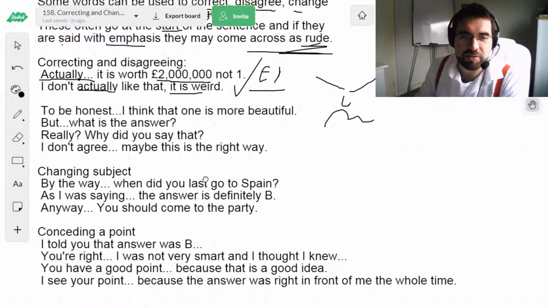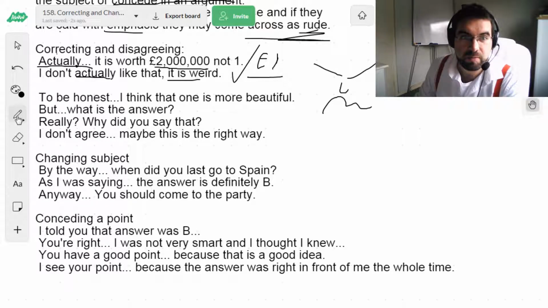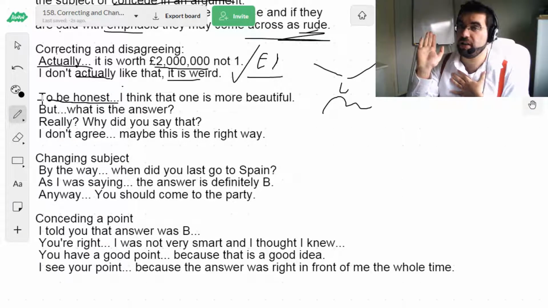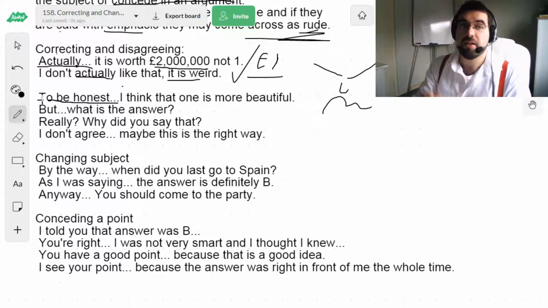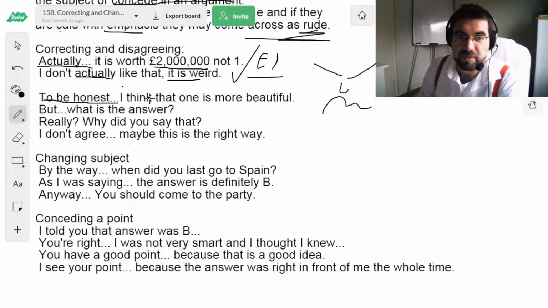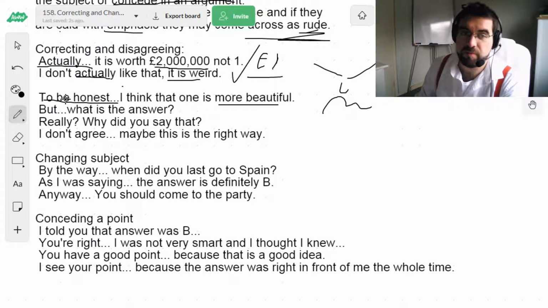And this one is interesting. To be honest. To be honest, that one's better. To be honest, that one is more realistic. To be honest, that one is cheaper. It's cheaper, that one is. I think that one is more beautiful.